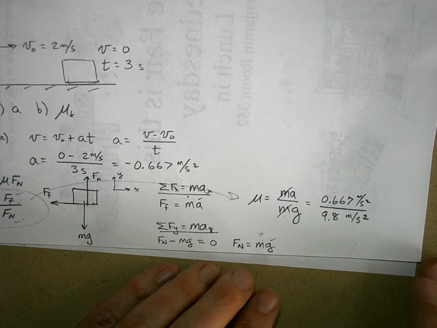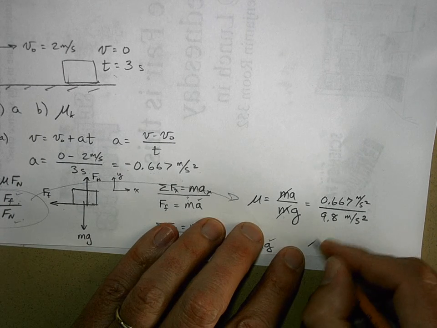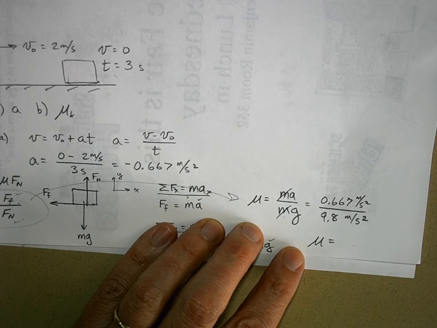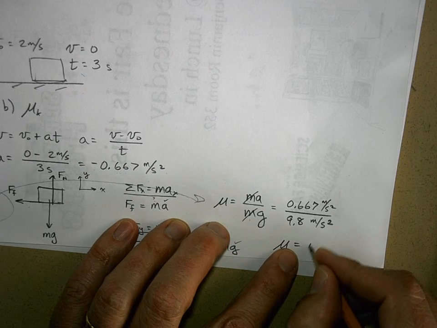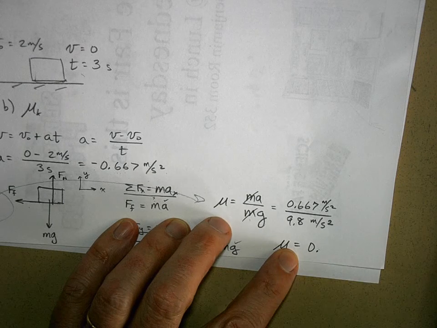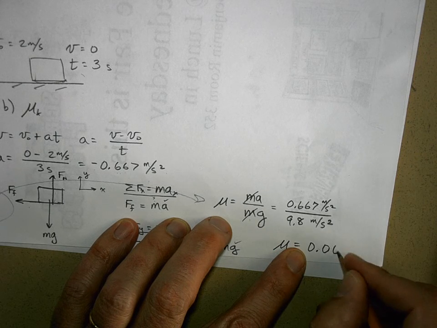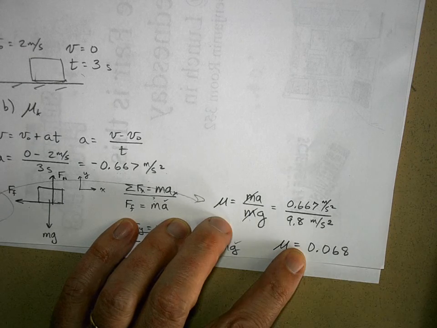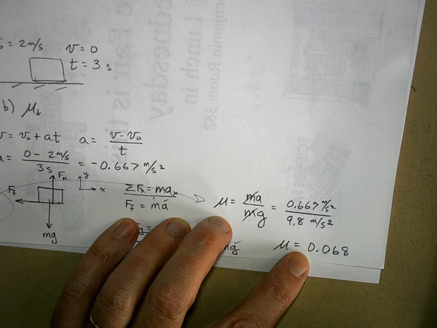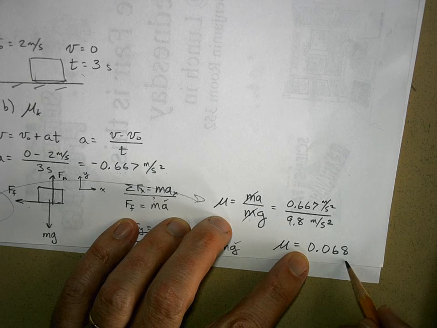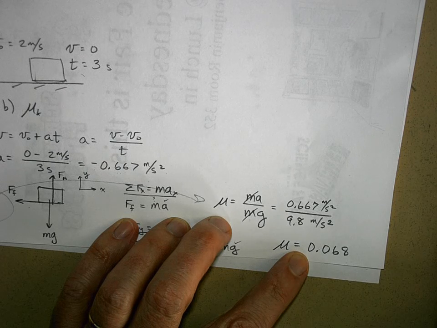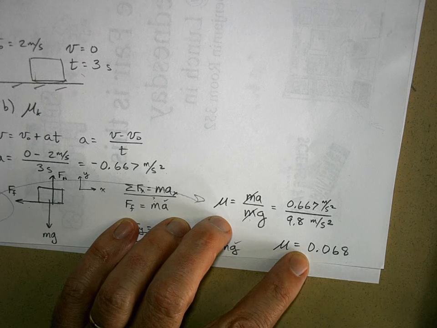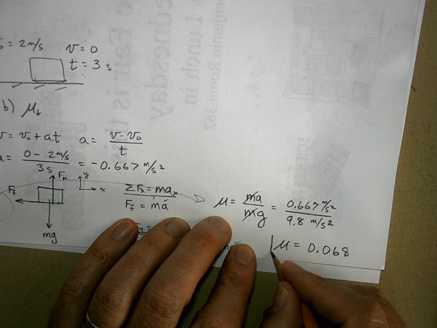And so mu, I have to tuck it way down here in the corner, mu is equal to 0.0 what? 0.068. Yeah, that's good enough. Does it round off to 8 there? No. Well, yeah, round off to 0.0680. Okay, yeah, that's good. So we can just leave it like that.